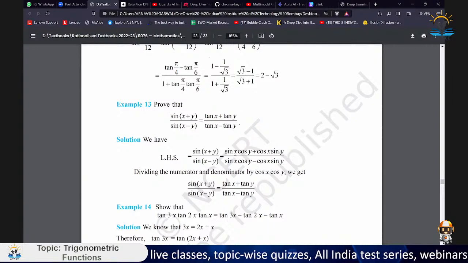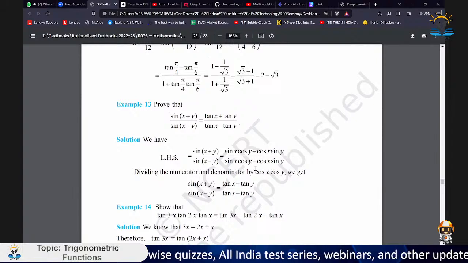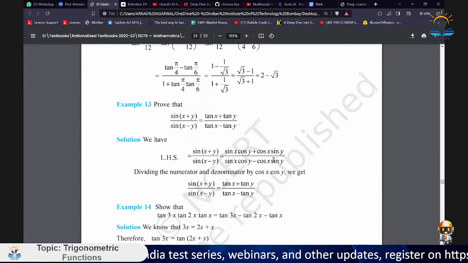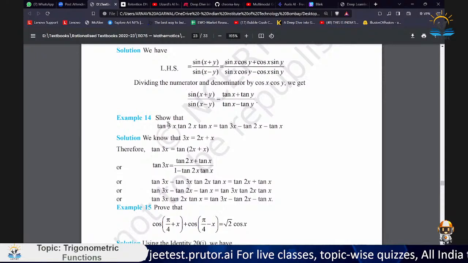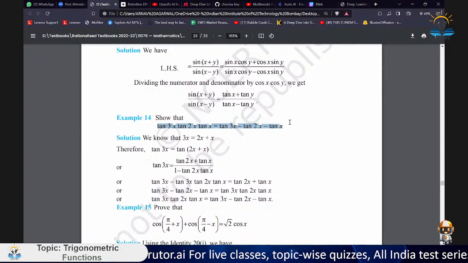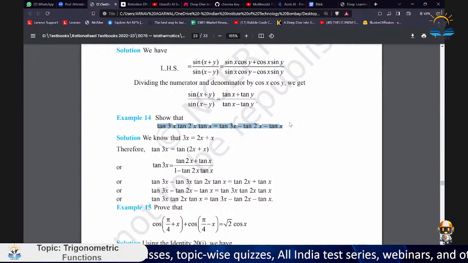How? Because when we are dividing the numerator by cos x cos y, sin x cos y upon cos x cos y would be tan x. Cos x sin y upon cos x cos y would be tan y, right? And hence we get tan x plus tan y in the numerator. Similarly, we can get tan x minus tan y in the denominator also. Okay. So another thing, this identity is very, very important. This is used extensively, and I would suggest you remember this. This you should remember by heart.